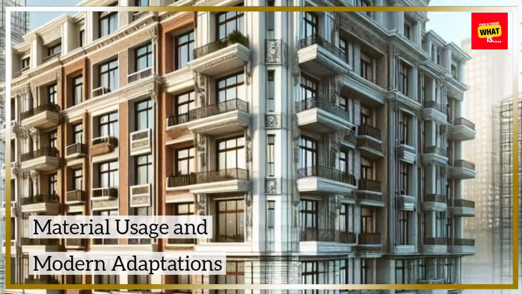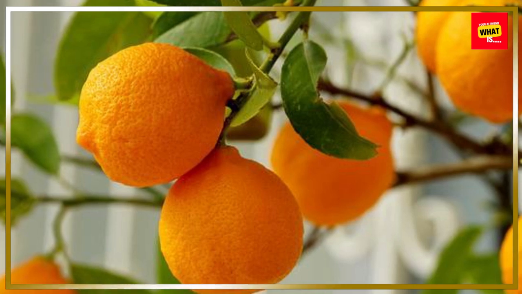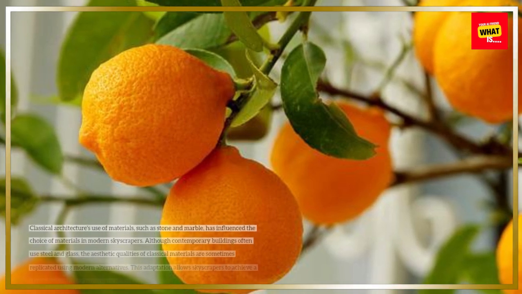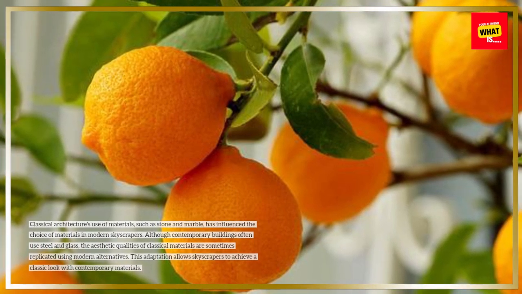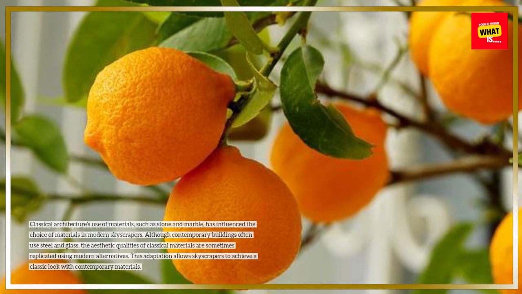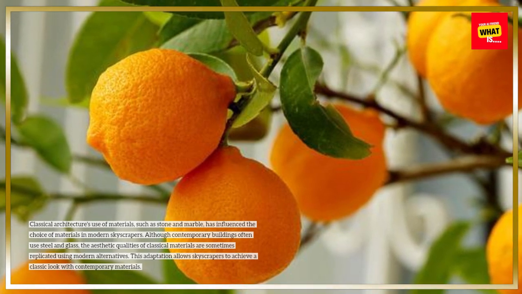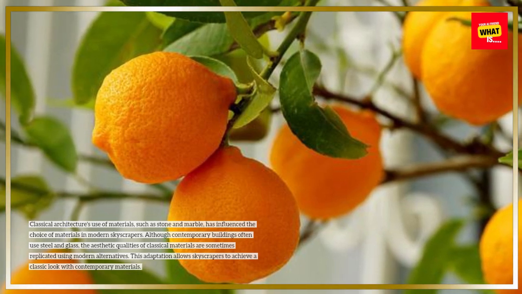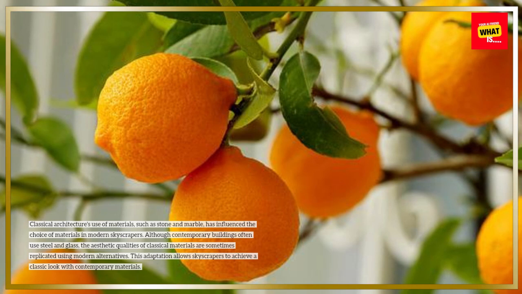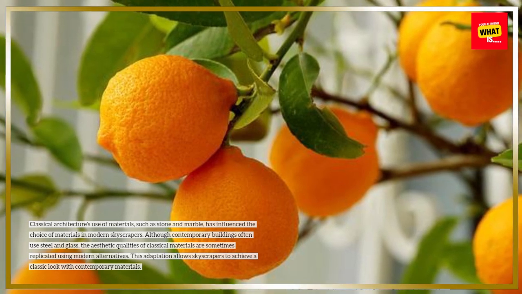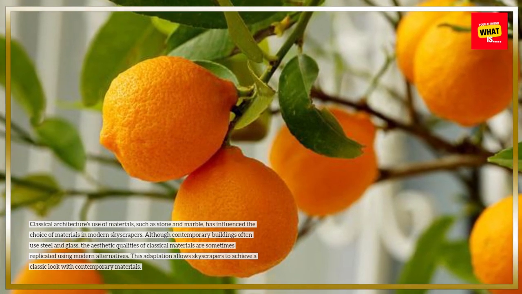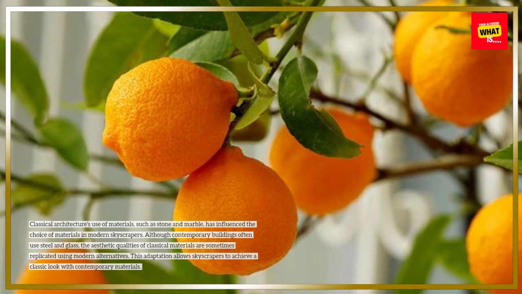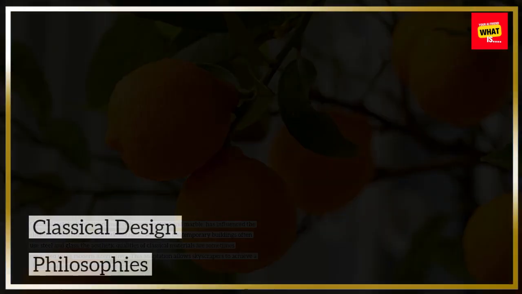Material usage and modern adaptations. Classical architecture's use of materials, such as stone and marble, has influenced the choice of materials in modern skyscrapers. Although contemporary buildings often use steel and glass, the aesthetic qualities of classical materials are sometimes replicated using modern alternatives. This adaptation allows skyscrapers to achieve a classic look with contemporary materials.